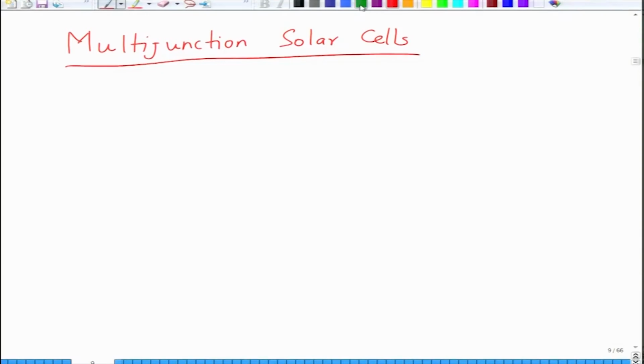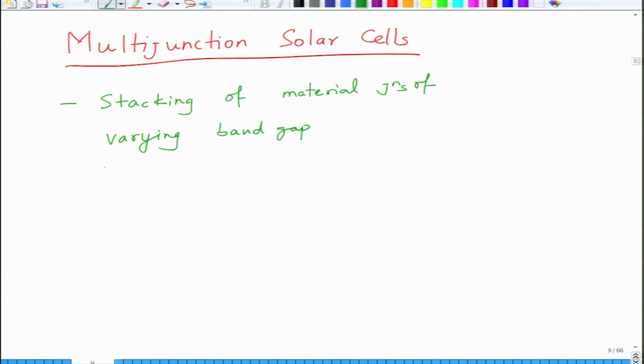So basically it is about stacking of material junctions of varying band gap. However, while efficiencies increase, processing also becomes very complex.